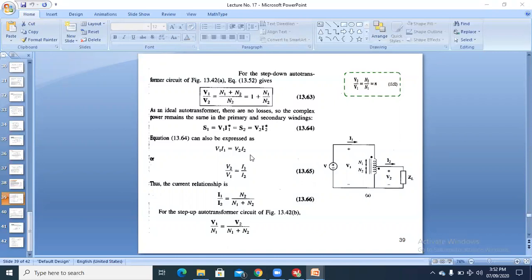So also there is an inverse relationship between the turn ratio and the current ratio. I1 over I2 is equal to N2 by N1 plus N2. Or we can say that V1 by N1 is equal to V2 by N1 plus N2. Right?